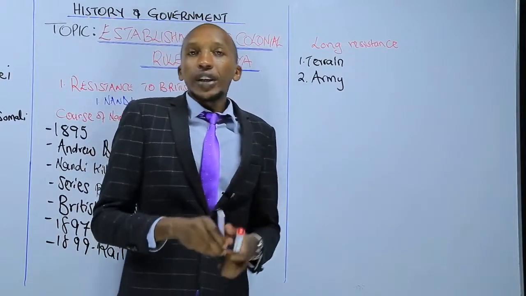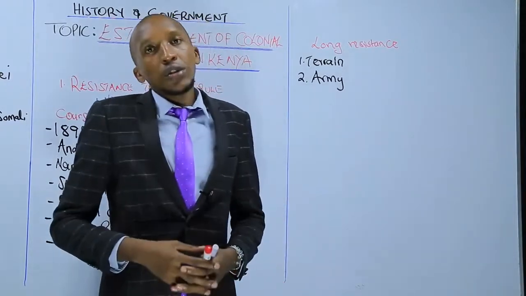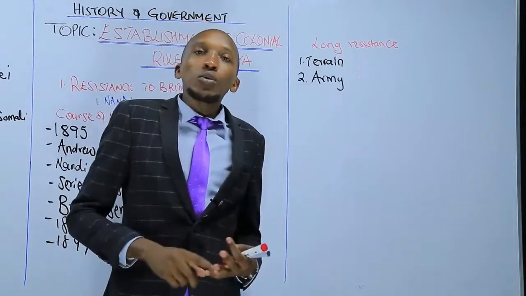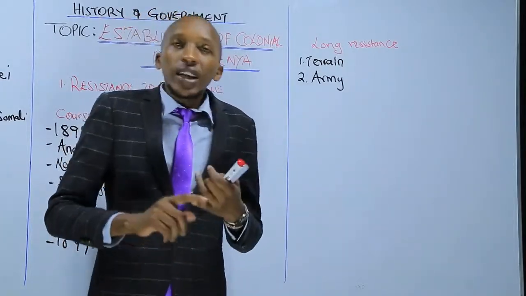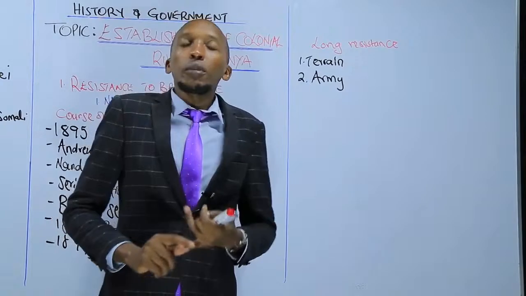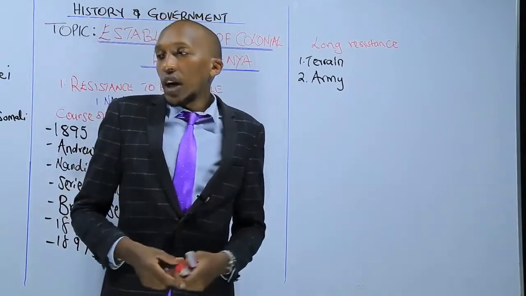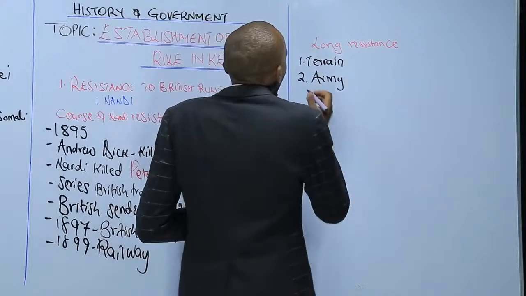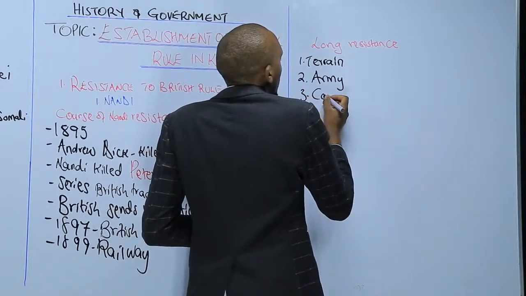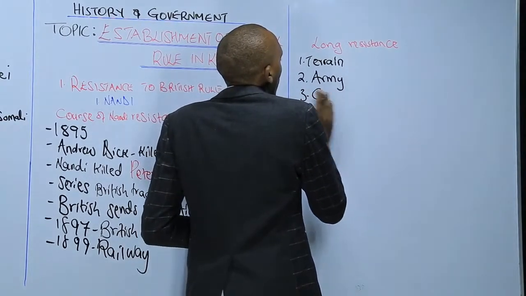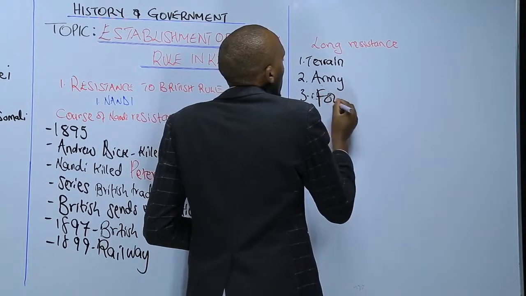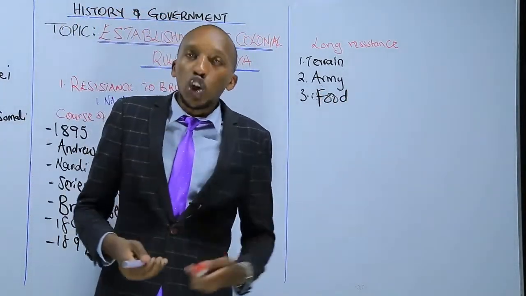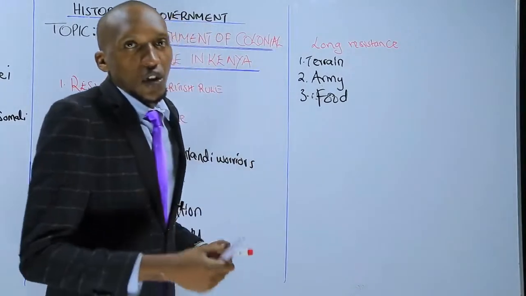Every time they had initiation, they recruited new army members, and the army was very disciplined, just like that of the British. They were very disciplined and well trained because they took a lot of time, and also they had a constant supply of food. They had a mixed economy. They were farmers and livestock keepers.